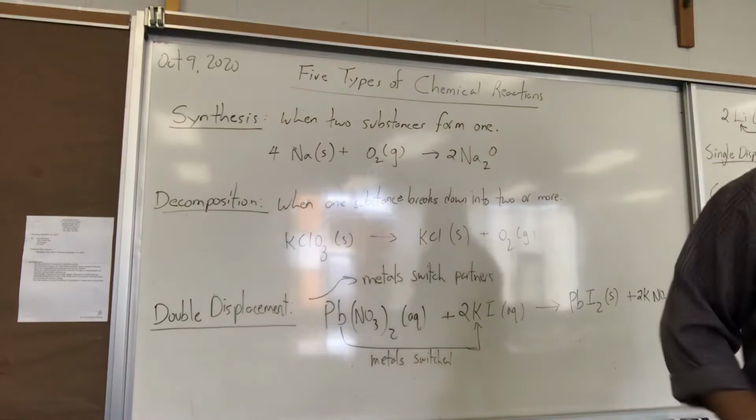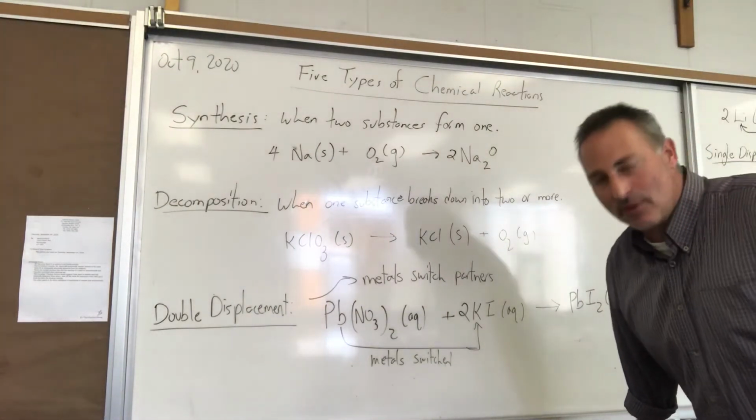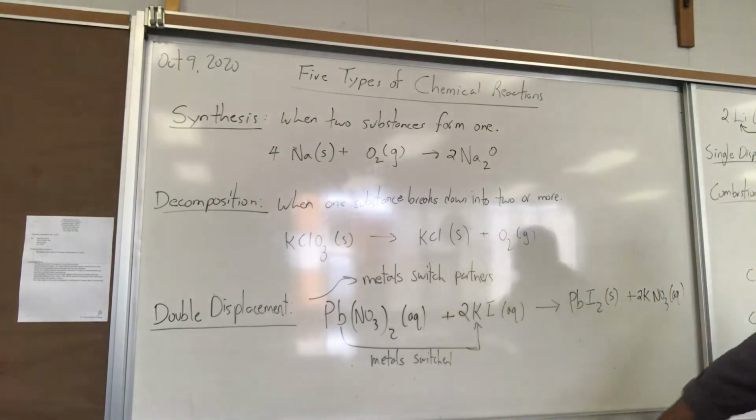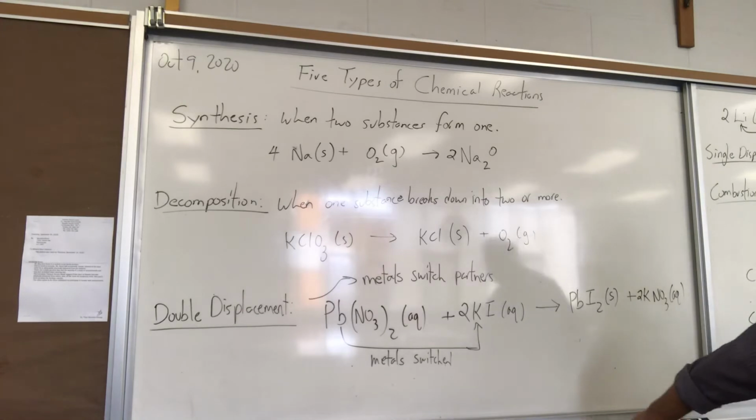This is a review of the 5 types of chemical reactions, something I already covered, but it doesn't hurt to repeat. There are 5 basic types of chemical reactions. There is synthesis, when 2 substances form one. An example of that is sodium reacting with oxygen to form sodium oxide.